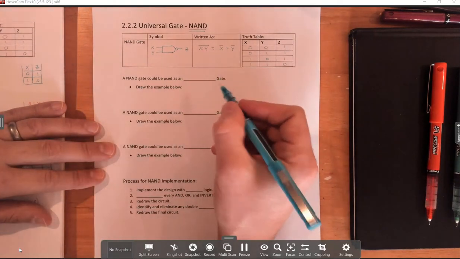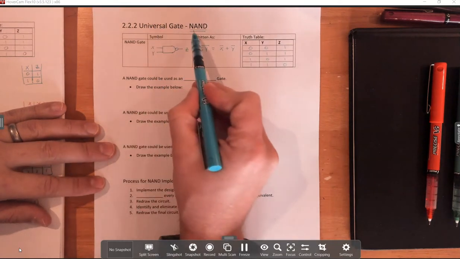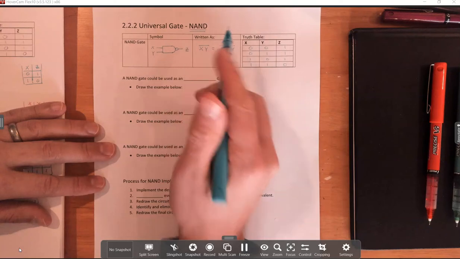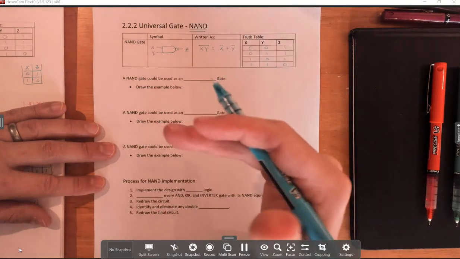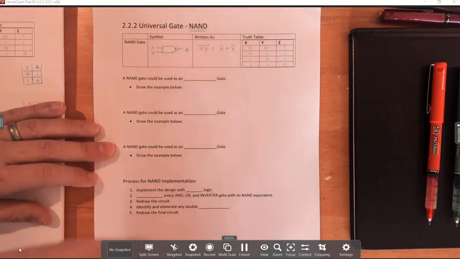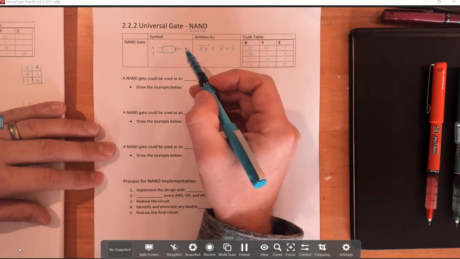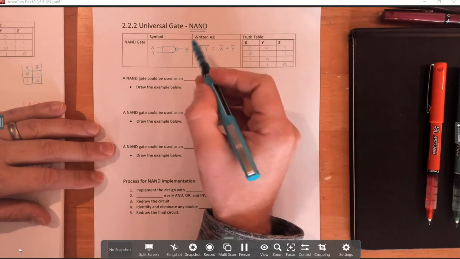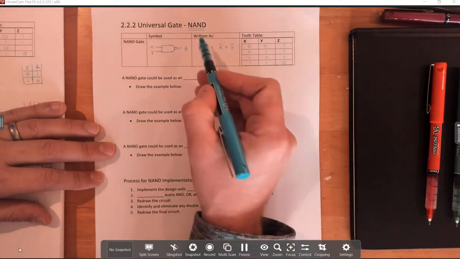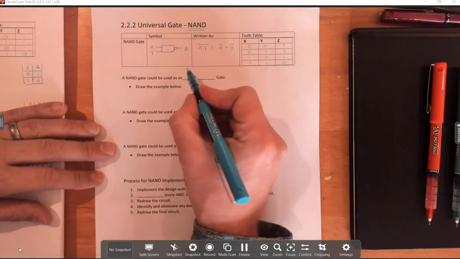Now the idea of a universal gate means that we're going to use this one gate. We're not going to use inverters, ANDs, ORs, our traditional 3. We're going to be able to use just a NAND gate to create all of the regular AND, OR, and inverter logic that we could have before. Now we have to be creative in how we use these NAND gates. Someone discovered that if we use the NAND gate in certain configurations, we can produce the exact same logic.